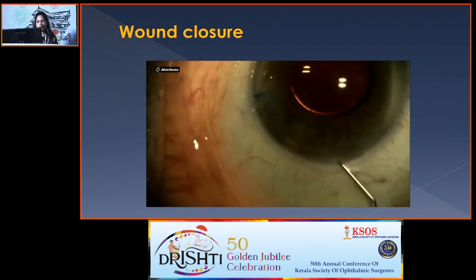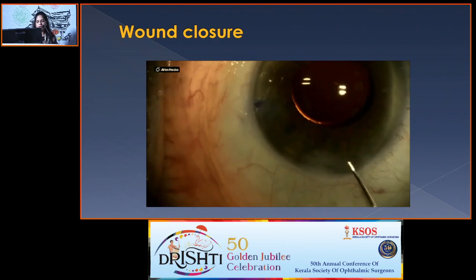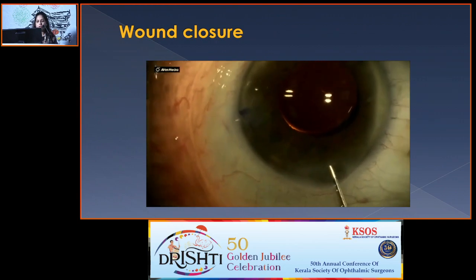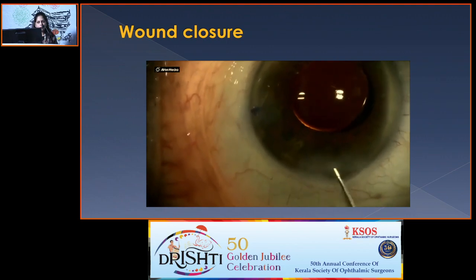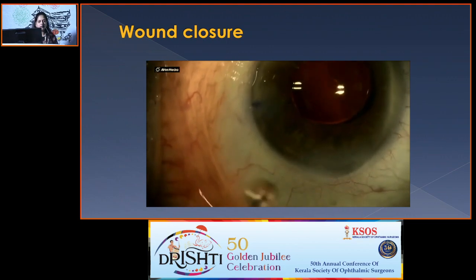For wound closure, always start at 50% of the stromal depth. Never inject too forcefully because it can result in DM detachment. If you notice a small DM detachment at the end of the surgery, it's always better to put a small air bubble in the anterior chamber so that it will be sealed properly.